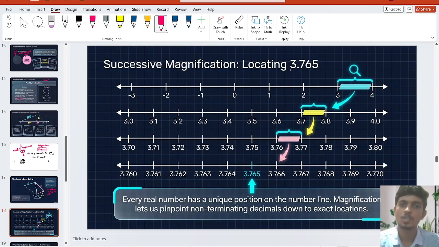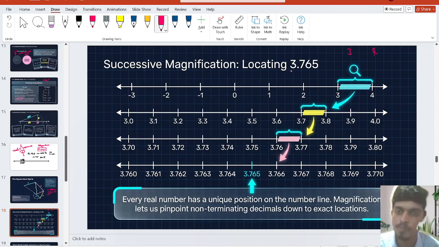Successive magnification: locating 3.765. This is the first step. You always know this lies between 3 and 4. So applying this here, 3 and 4. In the next step you see that after the decimal there are 3 digits, so we use a 4-step method.